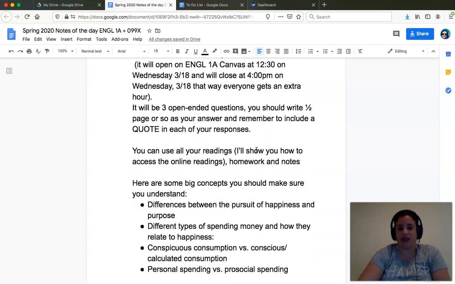Similar to the last quiz, it'll be 3 open-ended questions, so it won't be as many as last time, but it'll be the same kind of format, where you should write about half a page, double-spaced. As a big reminder, you should have a quote included in one of your responses as support. I would make it pretty similar to a PIE paragraph. And especially if I gave you the suggestion last time, you need a quote, and you got some points off because you didn't have a quote, remind yourself this time to look for a quote that helps support your ideas.